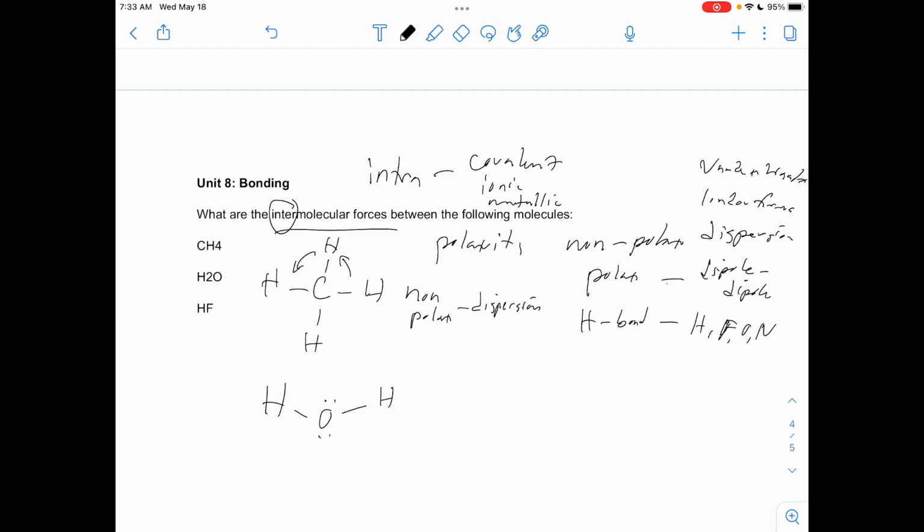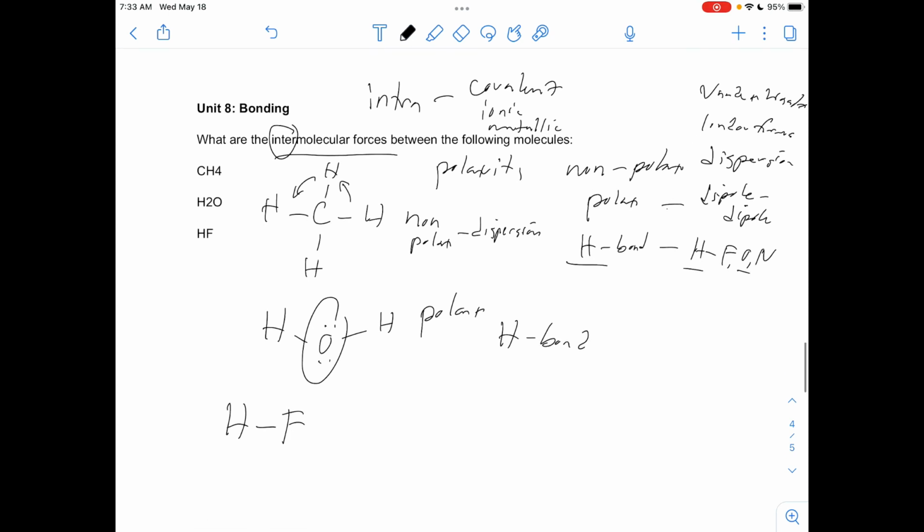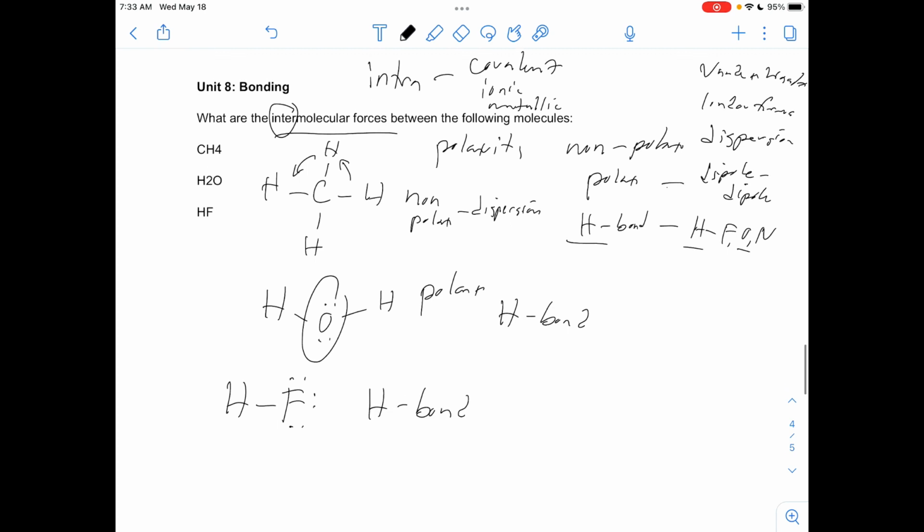H2O. Since it has lone pairs on the middle, it's polar. And it's a special type of polar. Sorry, let me rephrase that. It's if a hydrogen is bonded to one of these three. So if a hydrogen is bonded to fluorine, or oxygen, or nitrogen, then it will have a hydrogen bond. So this, of course, would be a hydrogen bond. And then HF, notice that would also be a hydrogen bond.